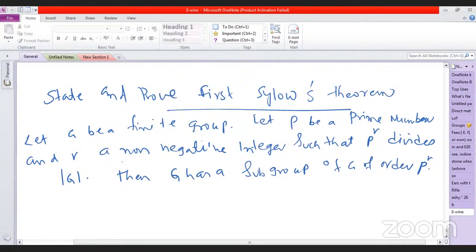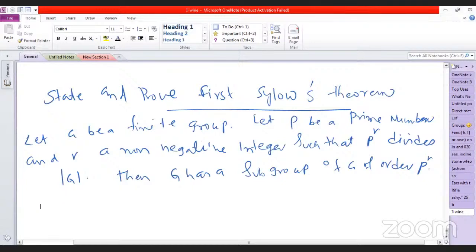Let G be a finite group. Let P be a prime number, and R be a non-negative integer. If P power R divides the order of G, then G has a subgroup of order P power R.